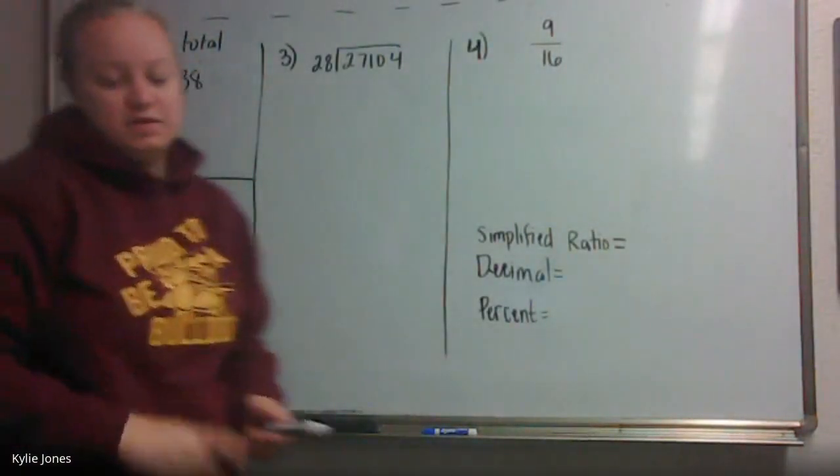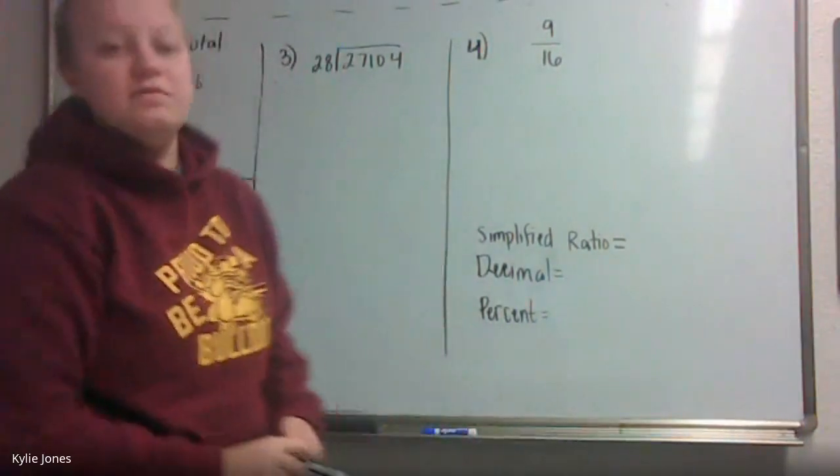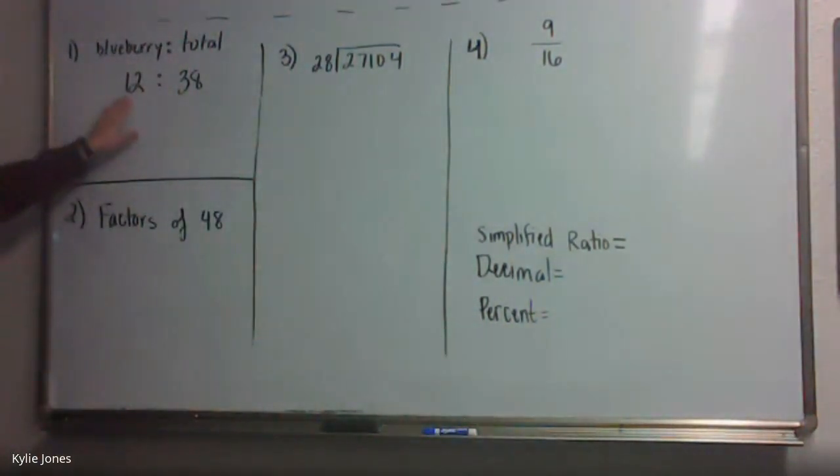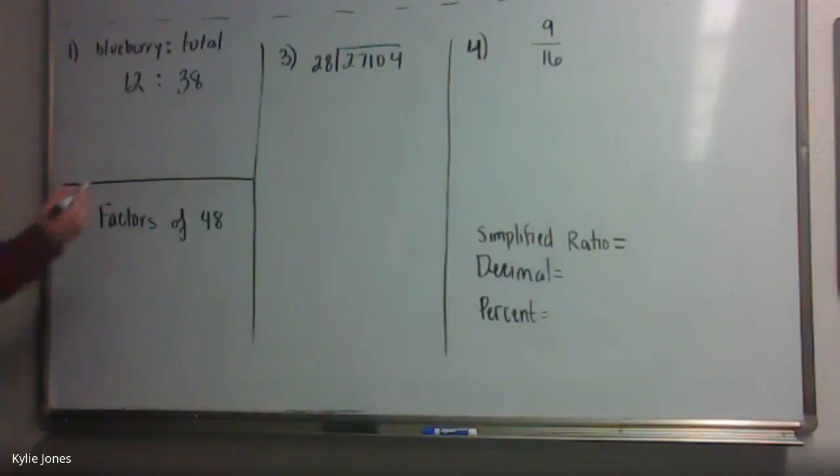Okay, so when we write that ratio, we have a 12 to 38 ratio, right? 12 blueberry to 38 total. But we can simplify this ratio. So what number can go into both 12 and 38? 4? 4 won't go into 38. 2 can, though. Good. Let's start with 2.